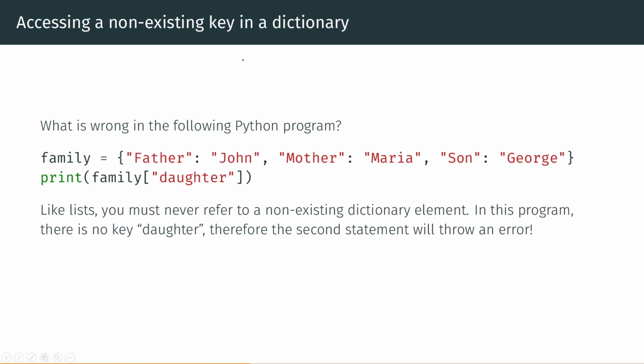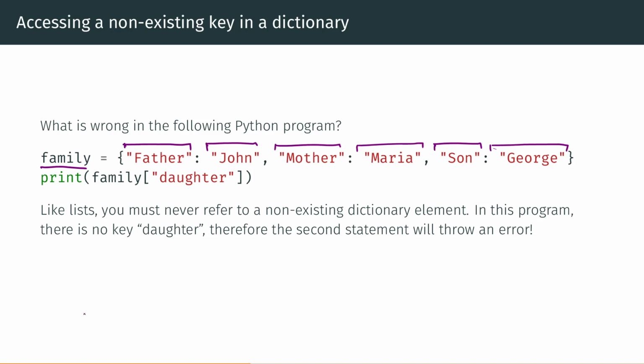Now, what if we try to access a non-existing key in a dictionary? In this example, we define a dictionary called family. That's the name of the dictionary, family. And it has three key value pairs, right? Father, that's the key, John is the value, mother, next key, Maria is the value, and son is another key, and George is the value, right?